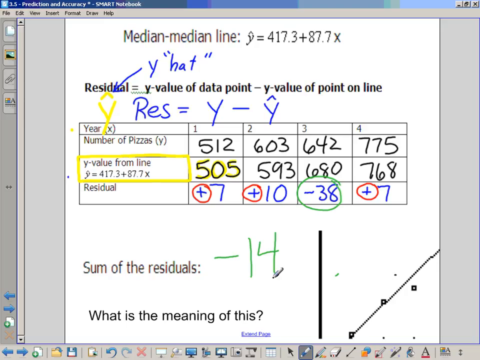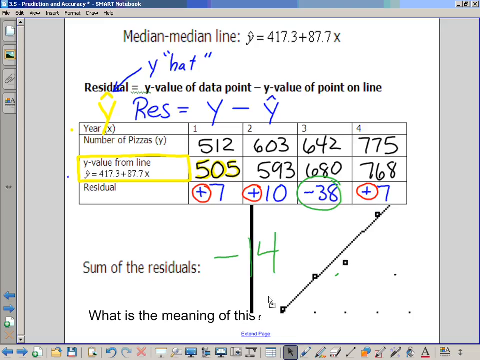When I say what is the meaning of this, does that mean more points are below the line than above the line? Look at the graph. Is that a true statement? More points are below the line because the residual sum came out negative. True or false? False. What does it mean?